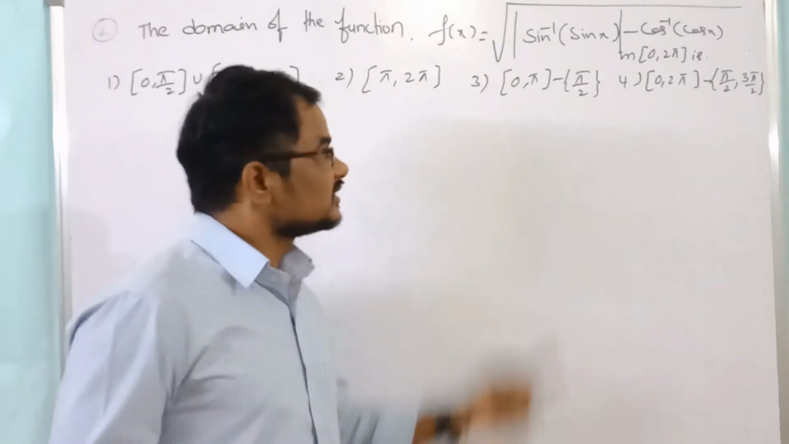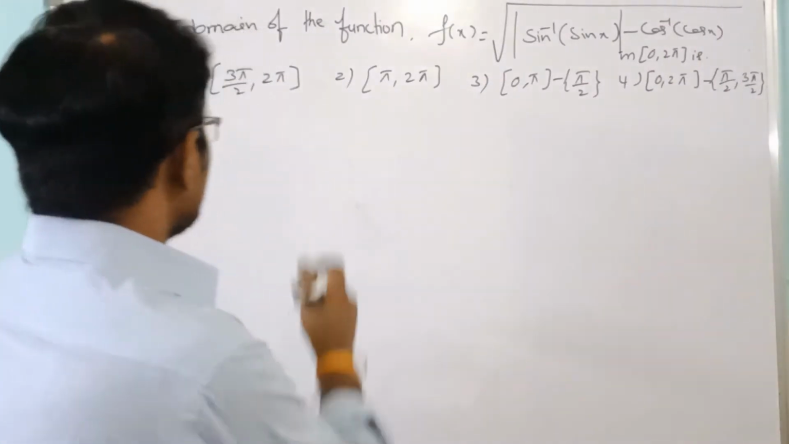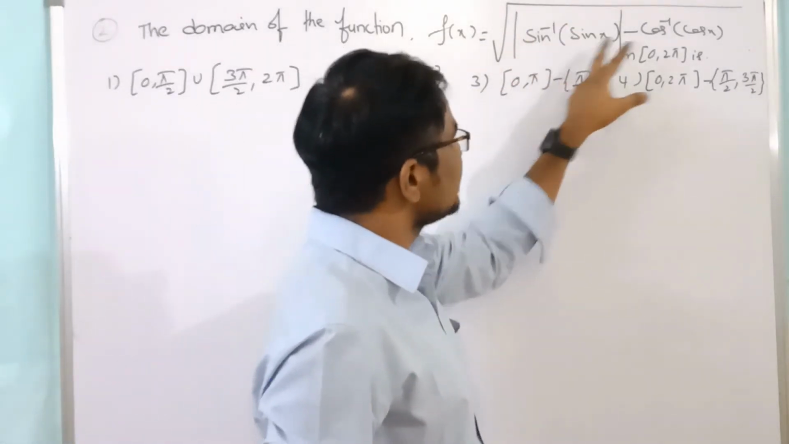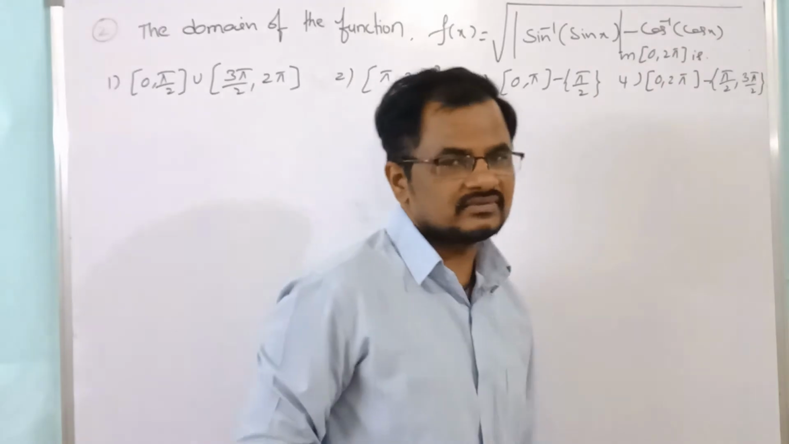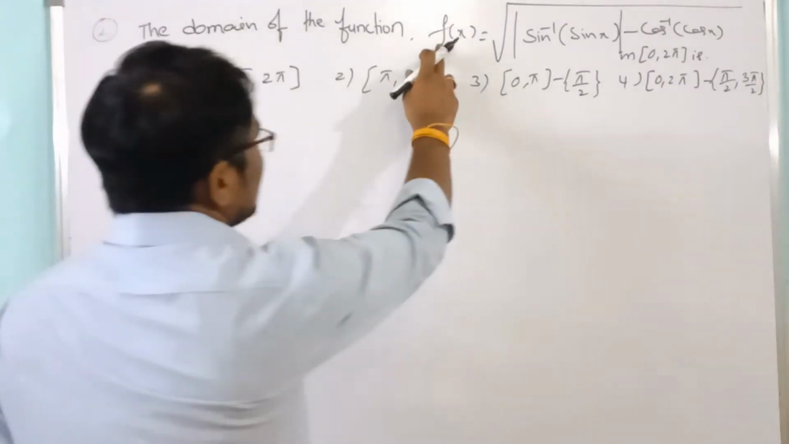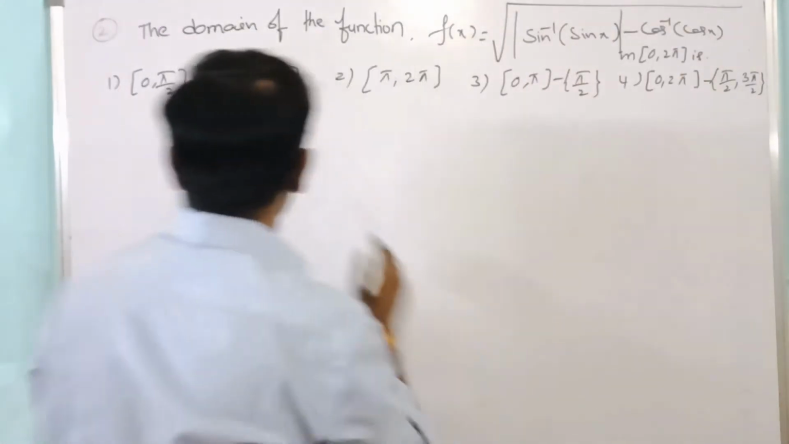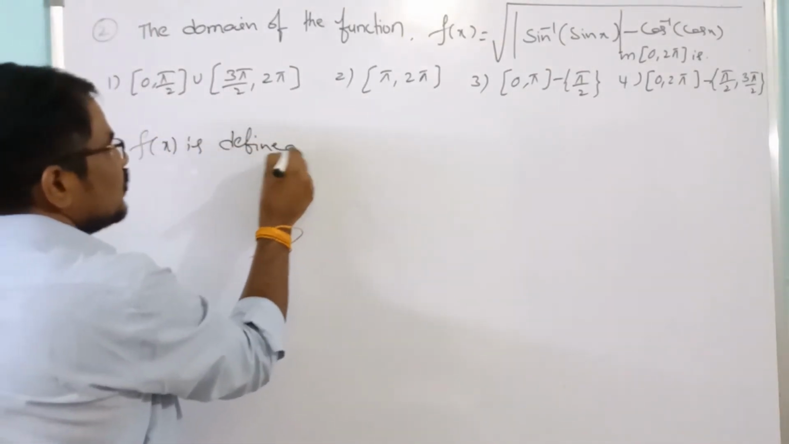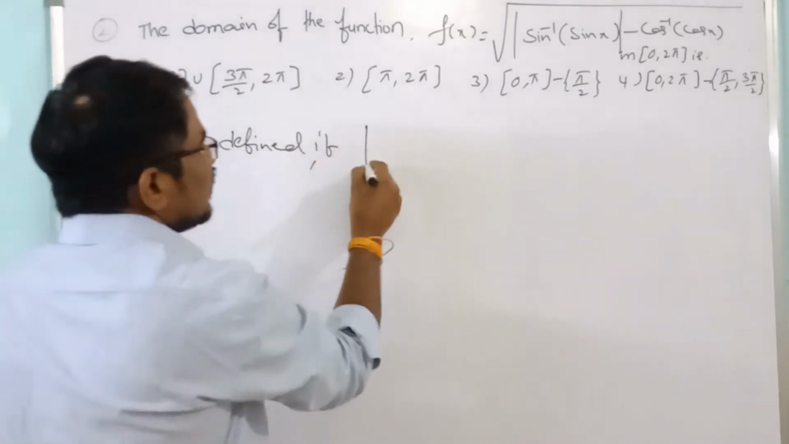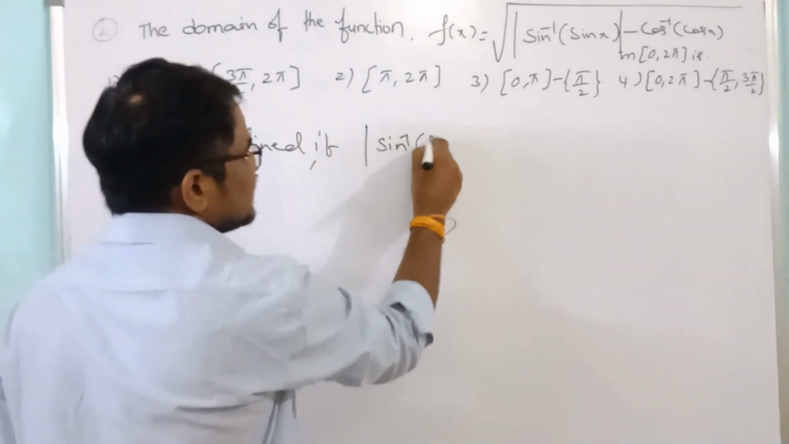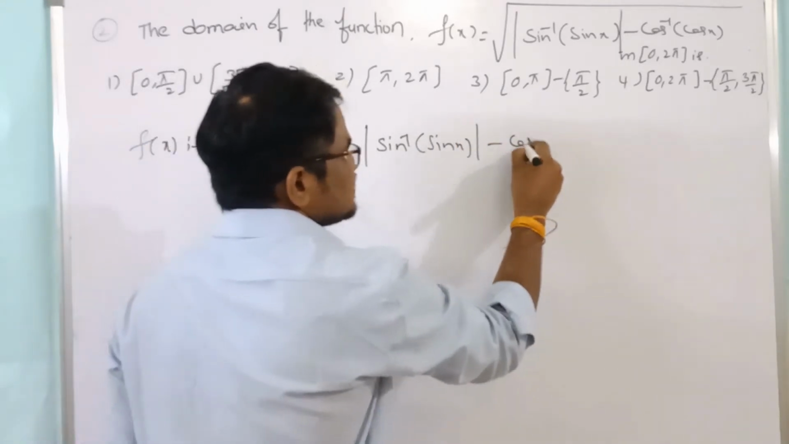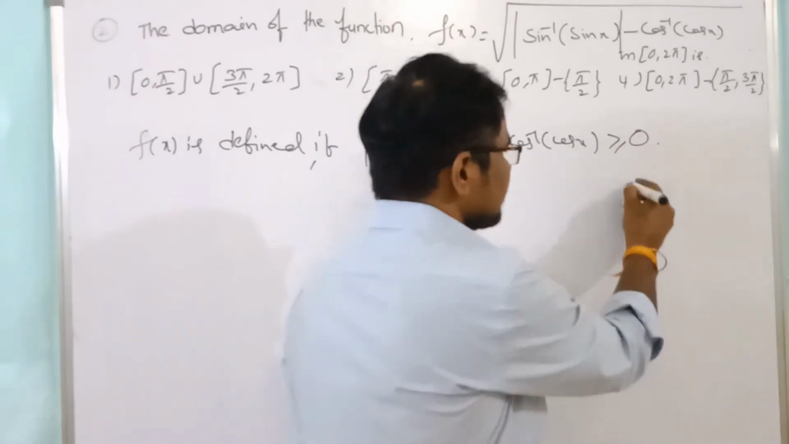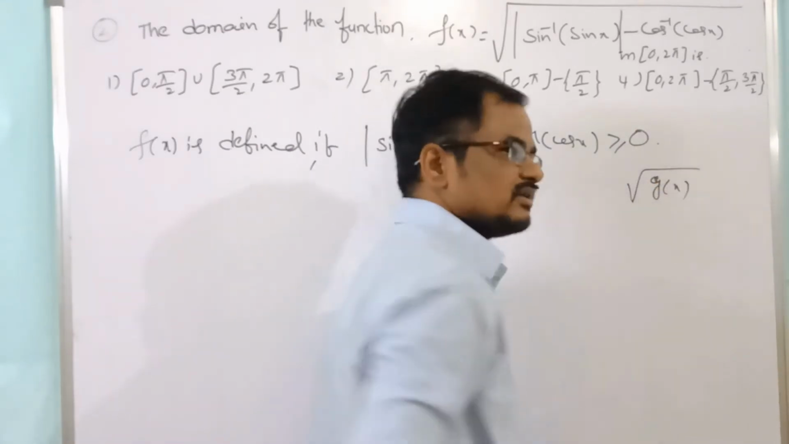Okay. Second problem, very interesting problem. What they have given: f of x equal to root of modulus of sin inverse of sin x minus cos inverse of cos x. So it is in the form of root of f of x form. We know that the given function f of x is defined only if modulus of sin inverse of sin x minus cos inverse of cos x is greater than or equal to 0, right? Because it is in the form of root of g of x.